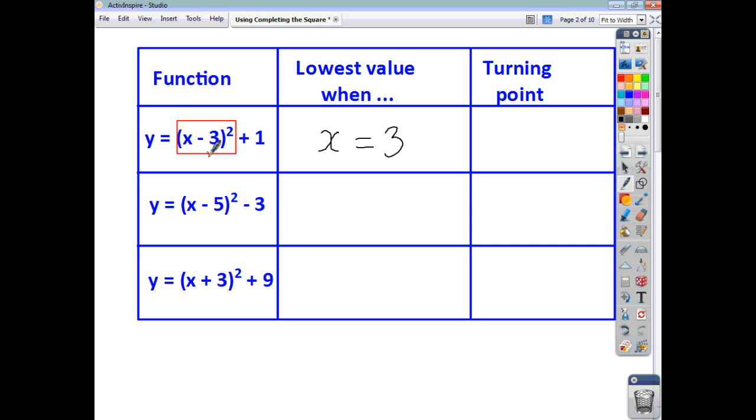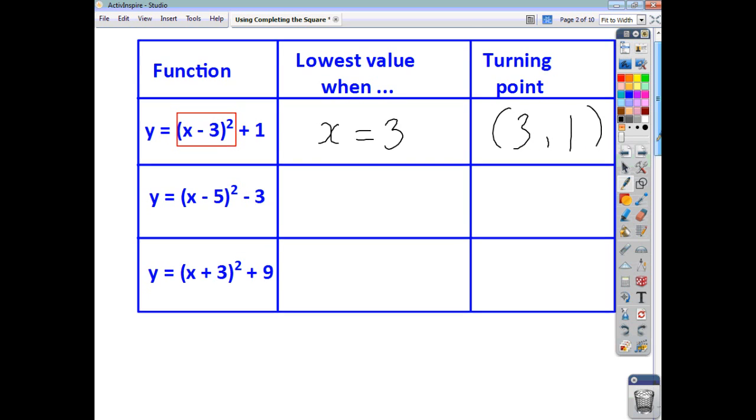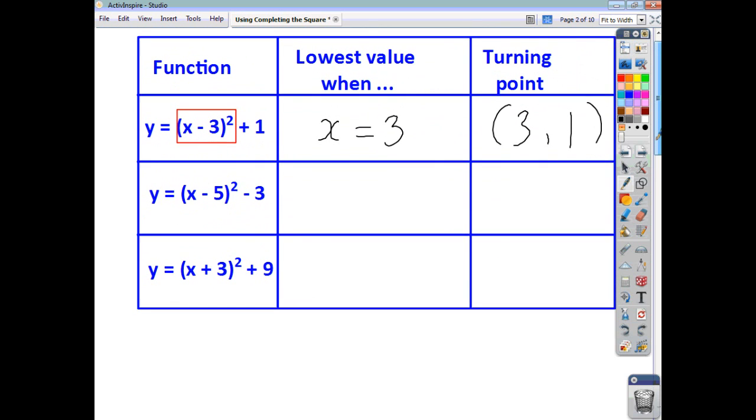Now, if the red box was 0, that would mean that our function would have a value of 1. Okay, that would be the lowest it could go. So this function, as you know, is going to be u-shaped because x squared is positive, and the turning point is going to be (3, 1), because it can't get any lower than 1, and that value of 1 takes place when x is 3. Okay, let's have a look at the next one.